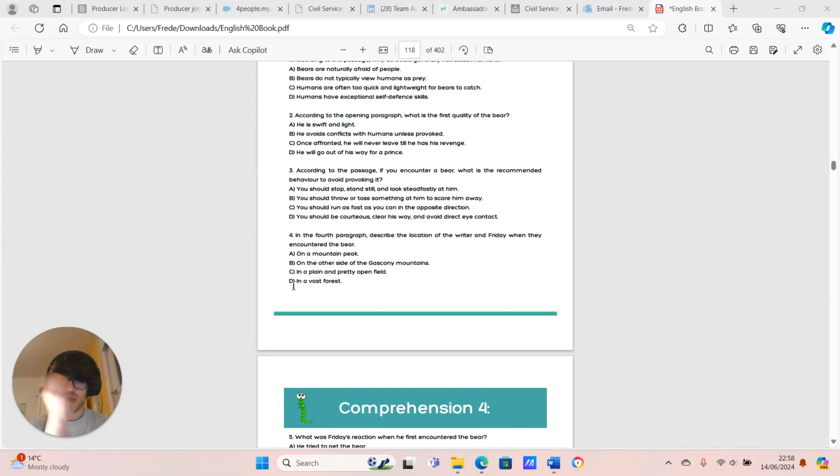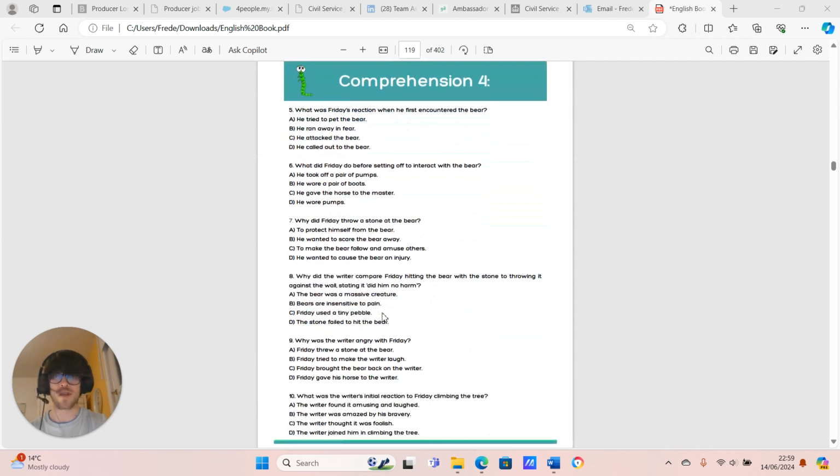So, on a mountain peak, didn't mention mountain peak, can't be that. Process of elimination, remember this method? Get rid of all the wrong answers first. On the other side of the Gascony mountains, no. It doesn't say the other side of, it says on the side of the Gascony mountains, so it can't be that one either. In a plain and pretty open field, maybe it does say that, but don't get distracted. Just because the same words are repeated doesn't mean it's the right answer. Think about it. In a plain and pretty open field, but then it said, though there were scattered trees. So it's not as simple as C. What they were in, though, was a vast forest. There was no extra information for that one. It just said vast forest. Has to be D for number 4.